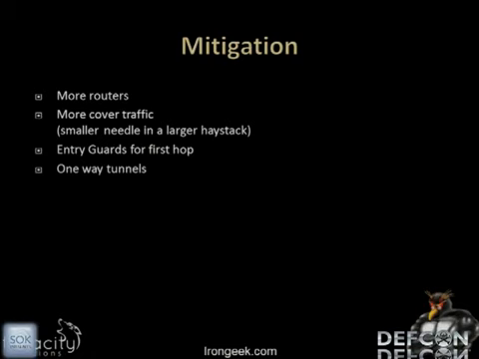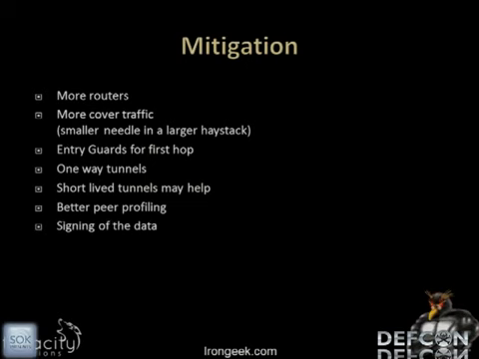One-way tunnels may also help somewhat. If your message is going out one set of nodes, but it's not coming back the same path, it should confuse some traffic analysis attacks. Short-lived tunnels may also help, giving people less time to profile. Better peer profiling to try to spot bad actors. Signing of the data, of course. And fixed speeds is another thing that's been proposed, to where someone only sends at a certain data rate. Of course, in low latency networks, this is hard to pull off.